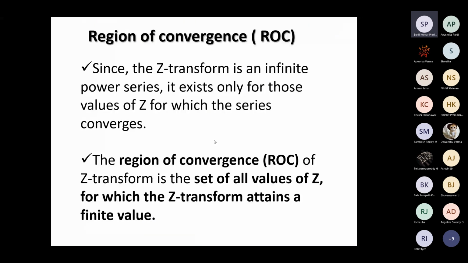And what is the region of convergence? The region of convergence is the set of all values of z for which the Z transform attains a finite value. Since the Z transform is an infinite power series, it exists only for those values of z for which the series converges. So always remember that the region of convergence in the Z transform means those values of z for which the Z transform exists, or attains a finite value.